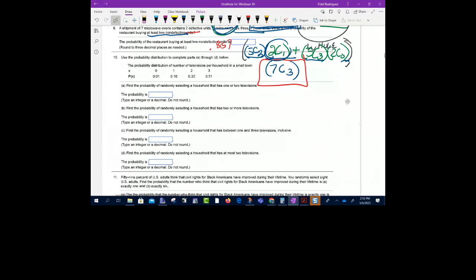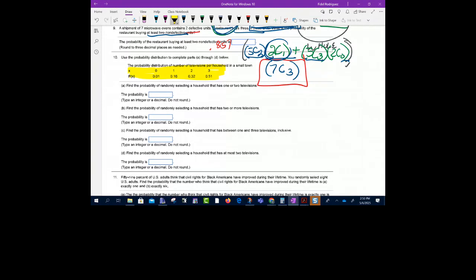All right, so let's take a look at number 10 here, y'all. It says, use the probability distribution to complete parts A through D below. Okay, so it's a probability distribution. It's talking about the number of TVs in a household in a small town. So just so we know what this means, what's the probability that somebody does not have a TV at all? 0.01. What's the probability that a certain family has only one TV? 0.16. 2 TVs, 0.32. 3 TVs, 0.51. That's where we stopped, right?